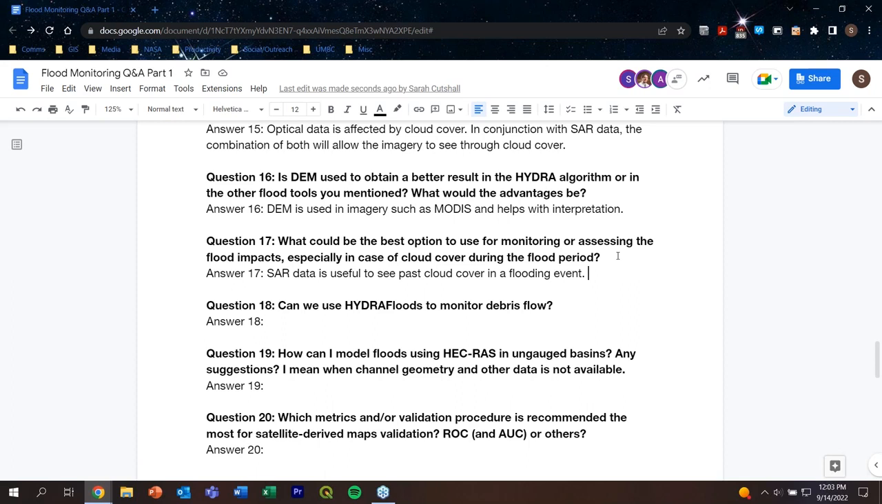Question 18 is, can we use HydroFloods to monitor debris flow? So debris flow, I'm not sure, but if the river channel is wide enough, optical imagery, when it's cloud free, can show when turbidity has changed. So that can tell you what has changed or where it is, but I don't think you can actually see the flow.